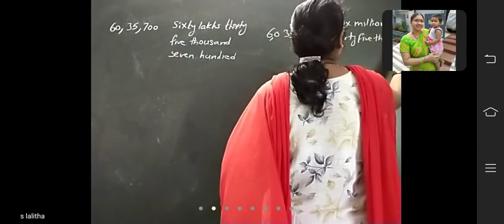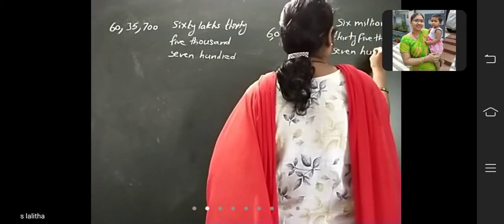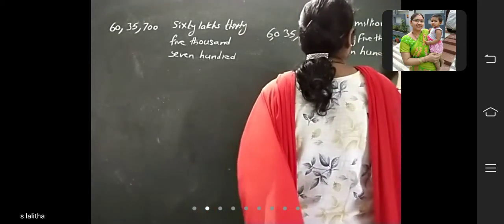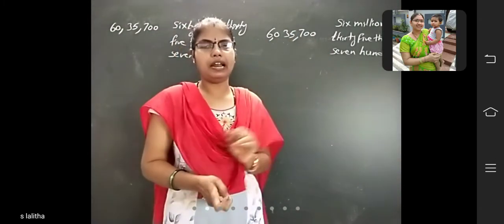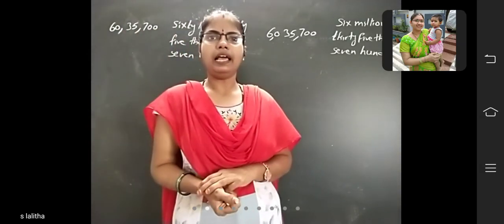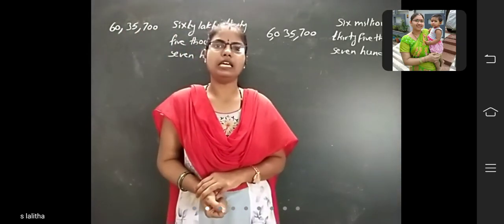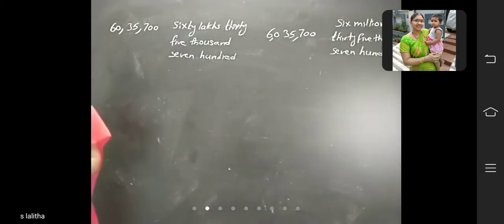6,035,700. What is the spelling of million? M-I-L-L-I-O-N. Million is spelled M-I-L-L-I-O-N. Okay, come on, write.